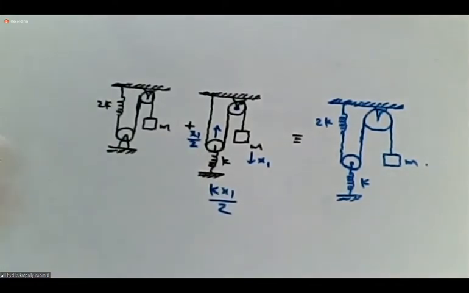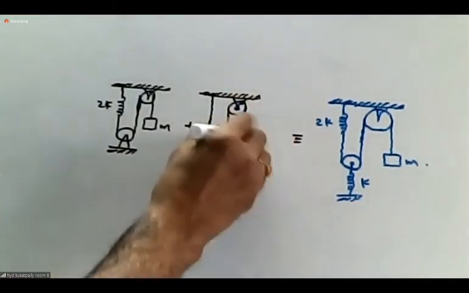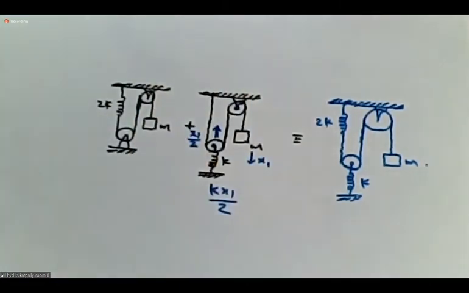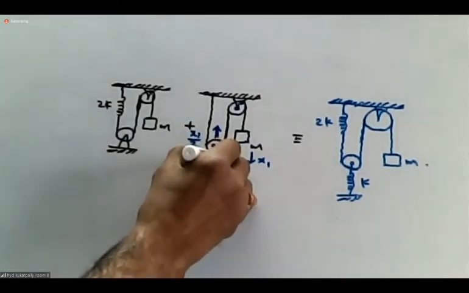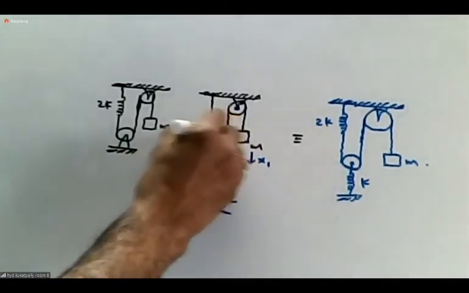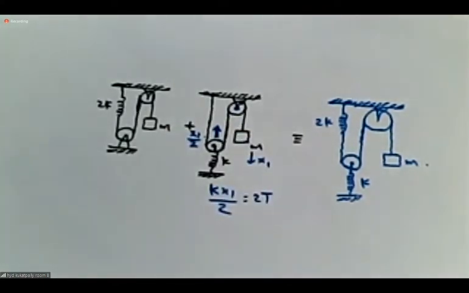It is completely Newton's laws only. The block moves down x1, then the string here raises up x1, so the center of the pulley goes up x1 by 2. K into x1 by 2 is the tension in the spring. The tension in the spring is equal to 2 times the tension upward. See, 2T is there, equated to 2T. Clear?